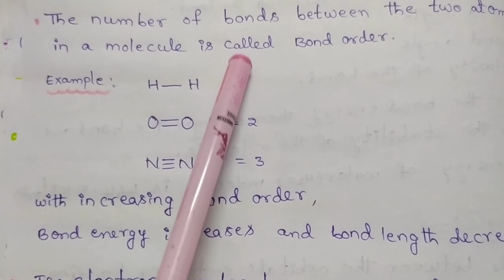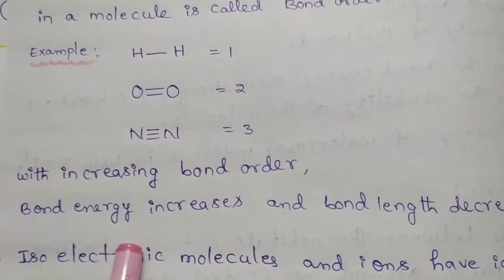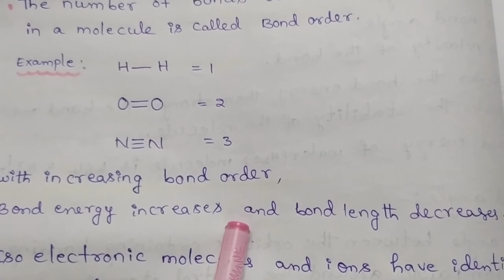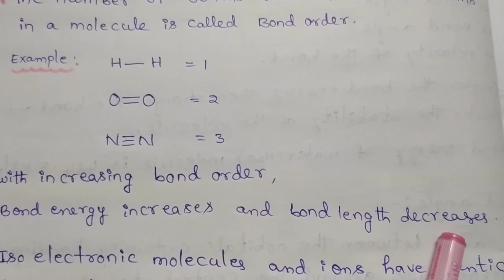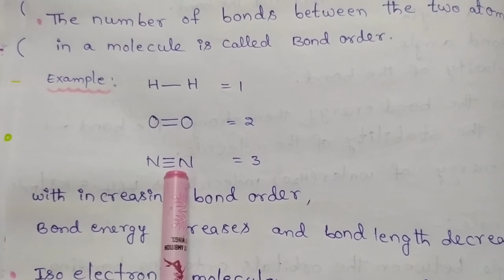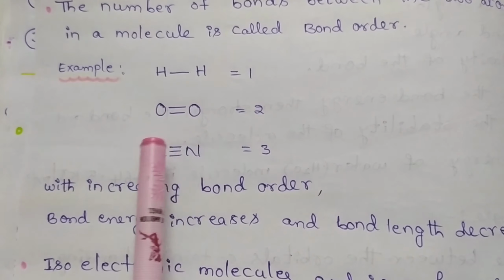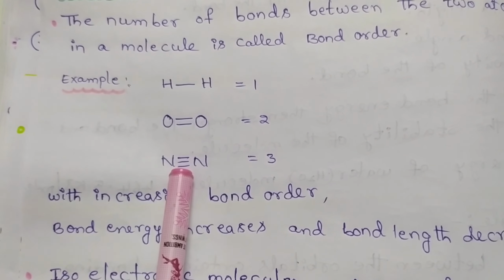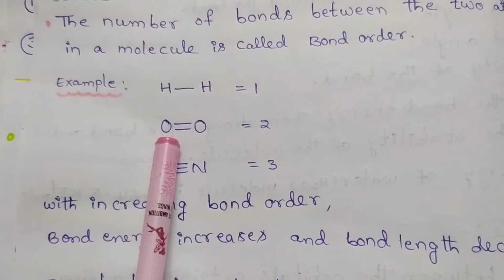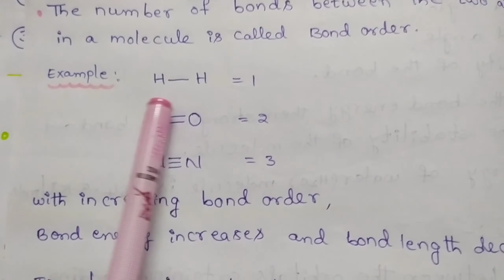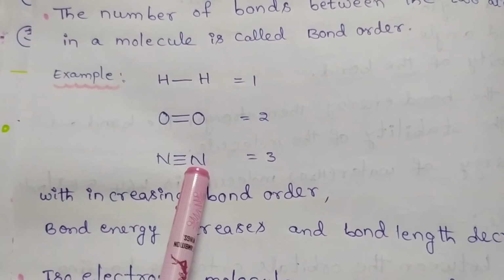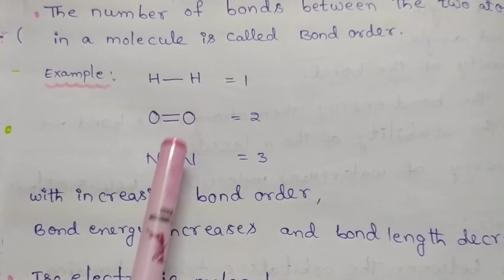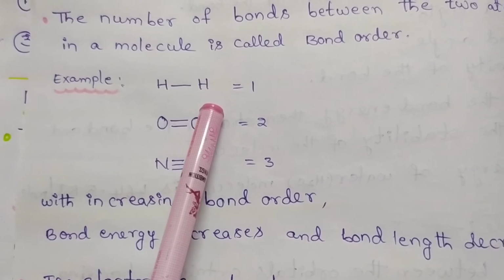With the increasing of bond order, the bond energy also increases and bond length decreases. That means in order to break the bonds between these atoms, nitrogen requires more energy when compared with oxygen and hydrogen, because nitrogen molecule contains triple bonds when compared with oxygen and hydrogen molecule.